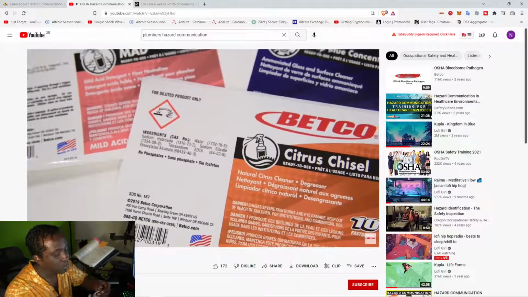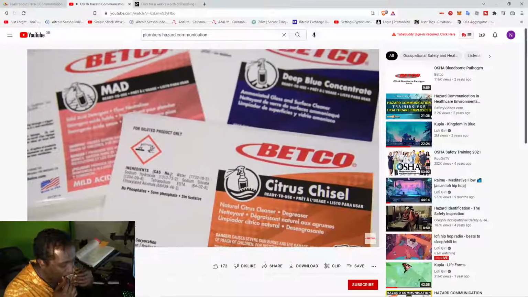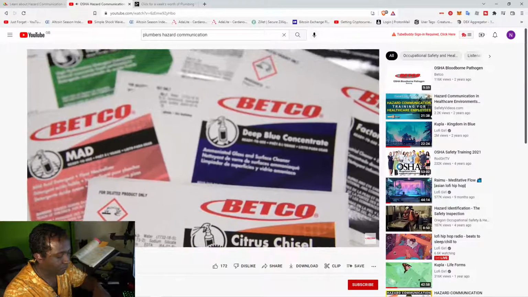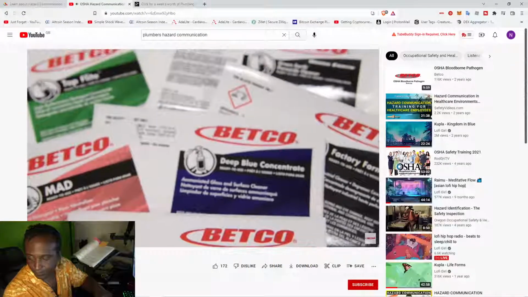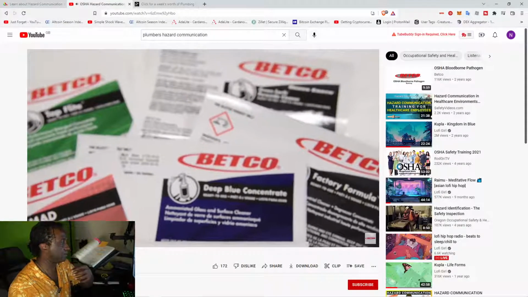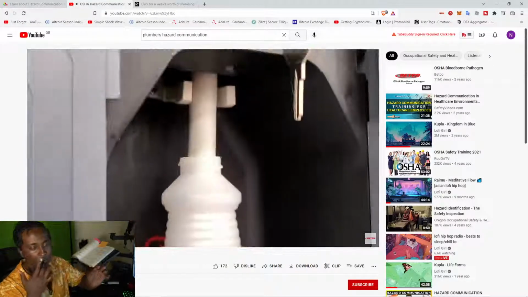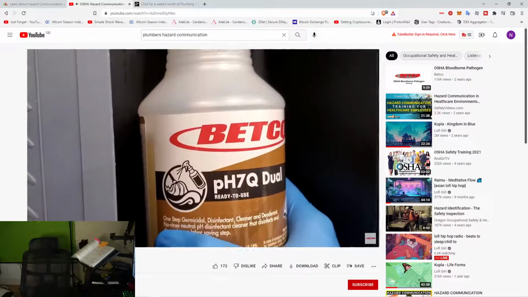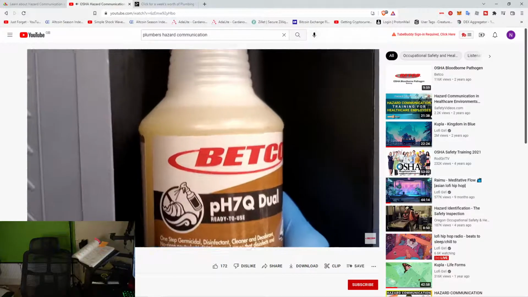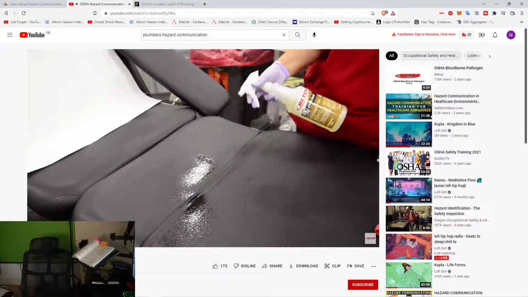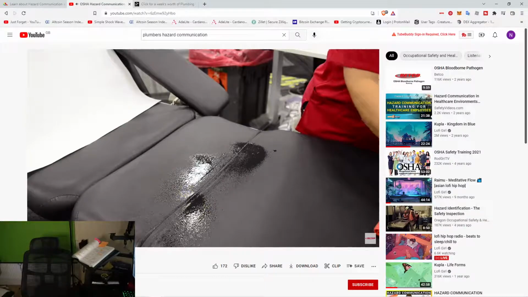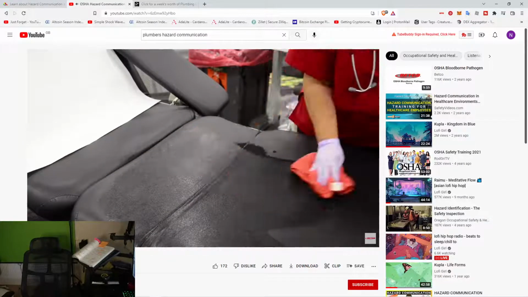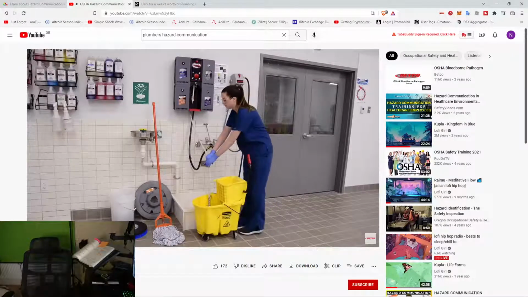OSHA is maintaining the approach used in the previous HCS that allows employers to use workplace-specific labeling systems, such as secondary labeled spray bottles, as long as the employer provides the required GHS information. Product containers of chemicals that have been poured from one container to another also require the same specific labeling. The OSHA standard states that it is not necessary to label a container that you have poured from one container to another if the entire contents will be used or disposed of during a standard shift, such as a mop bucket or a spray bottle.